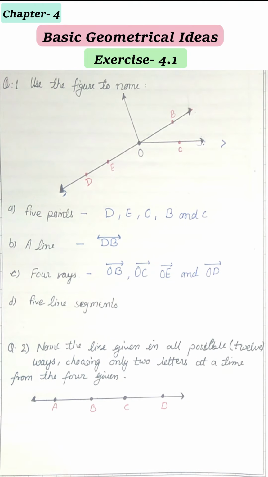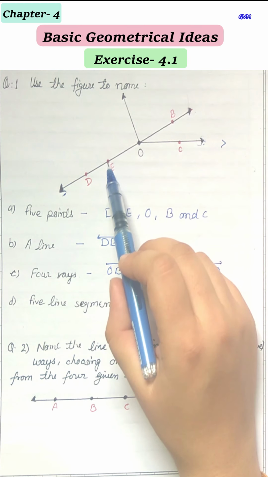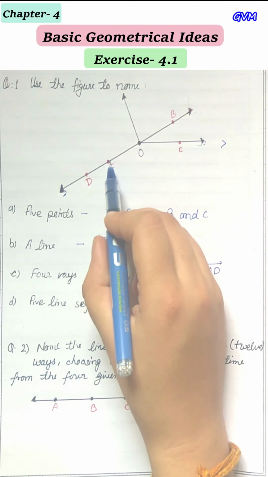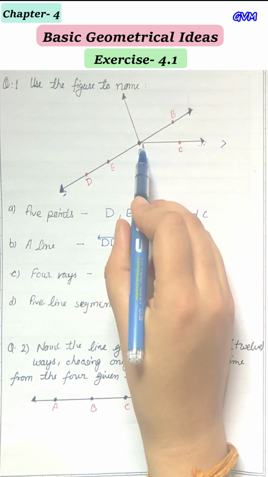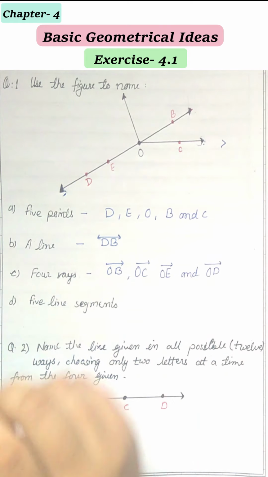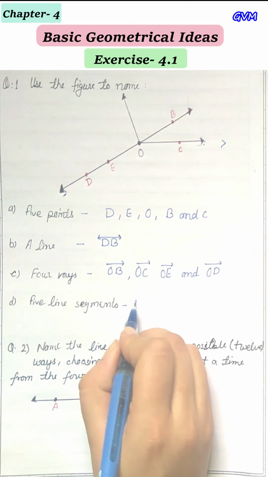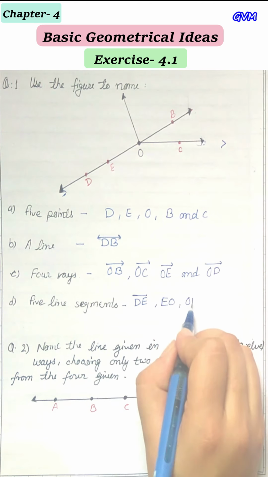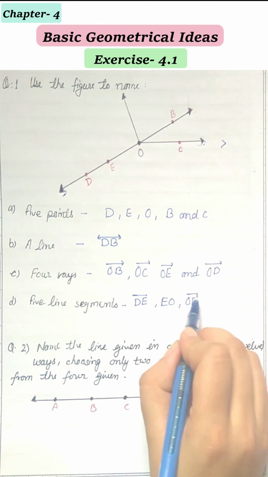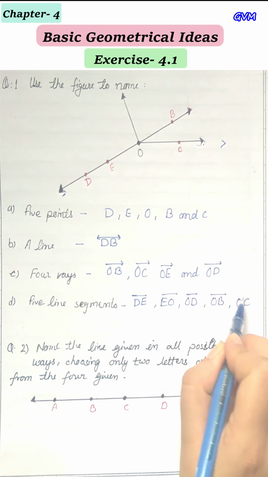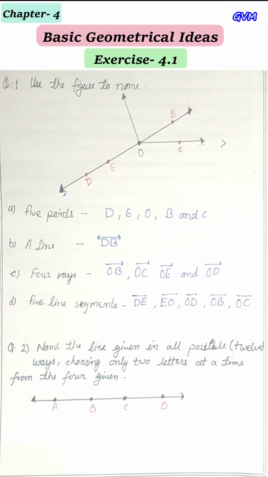Now 5 line segments. And you know that a line segment is a line between 2 points. Okay, so one we have is DE. This is a line segment. DO is also a line segment. EO is also a line segment. OB and OC. Okay, so we have DE, EO, OD or DO we can write here, OB and OC. So these are the 5 line segments we have in this figure. Okay, so this is your question number 1.